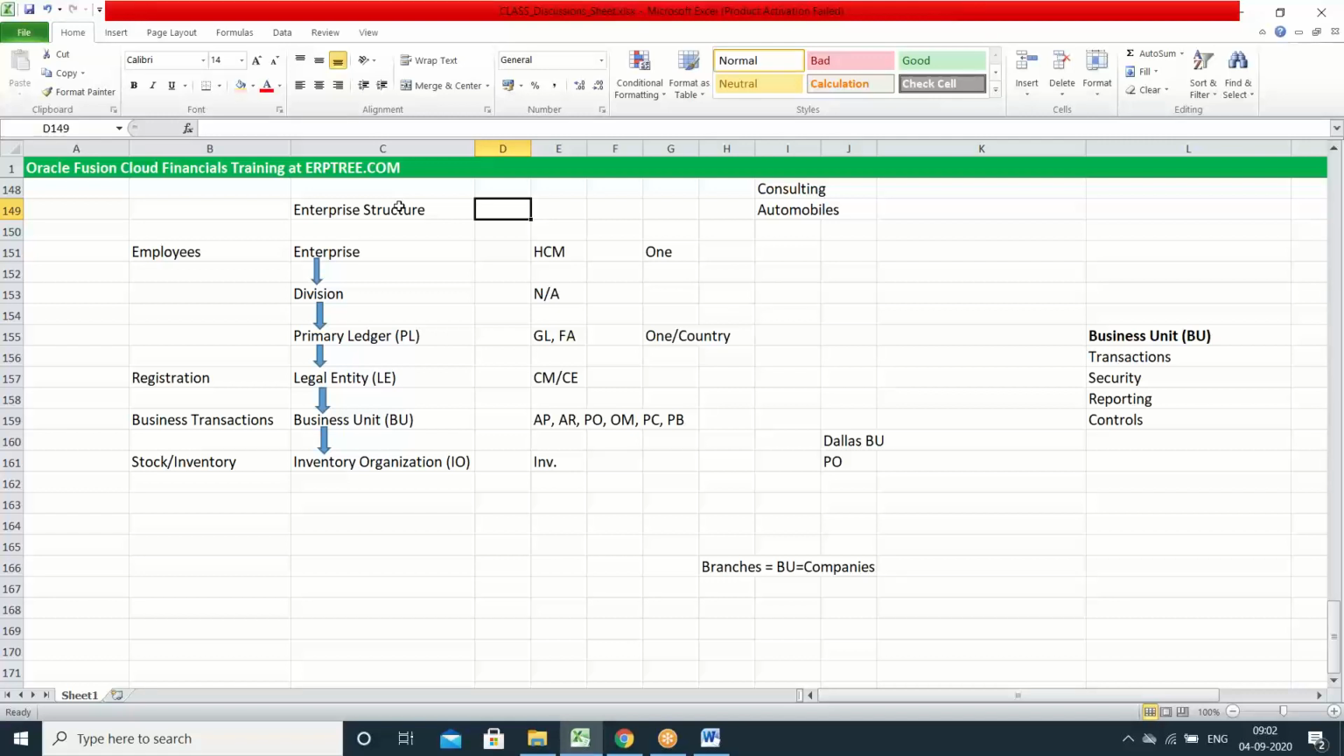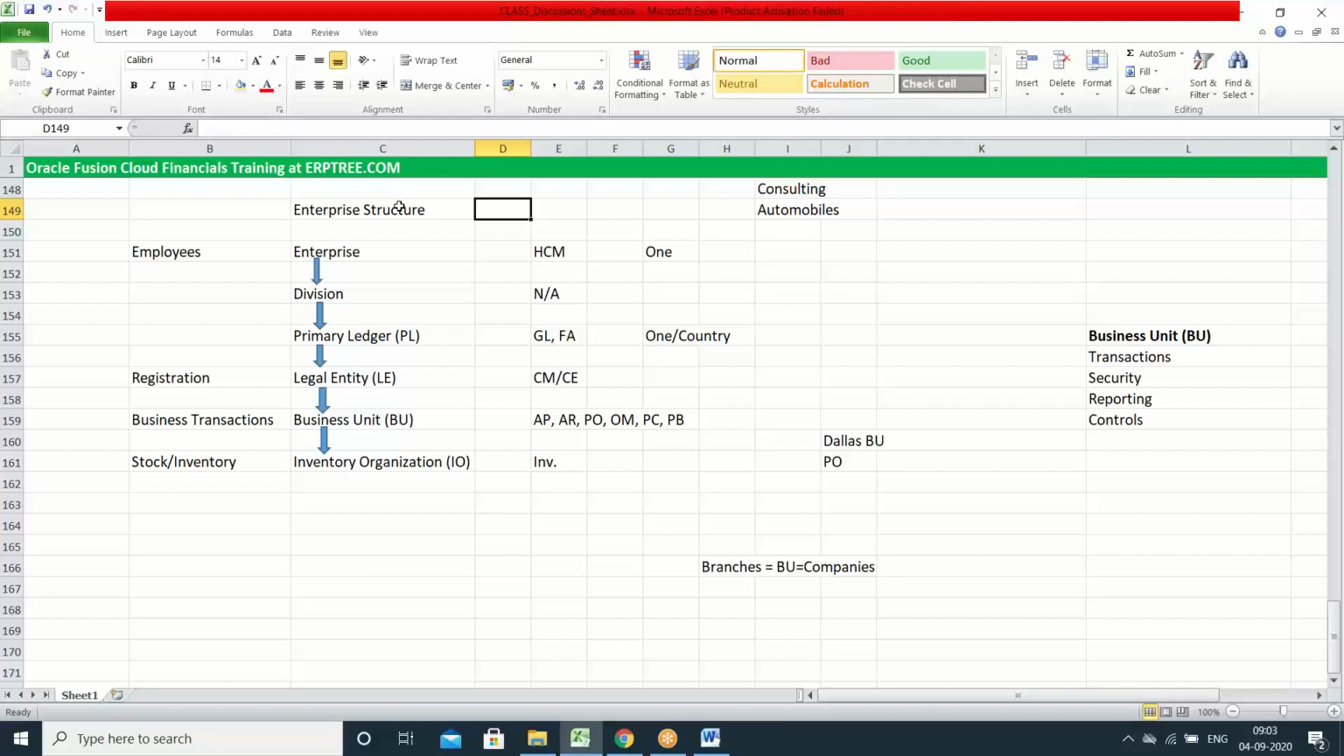Business unit is the one where real business transactions can be recorded. So at the business unit level we can map these applications. So within the AP or any application, if you are going to record a transaction, it should belong to a specific business unit.